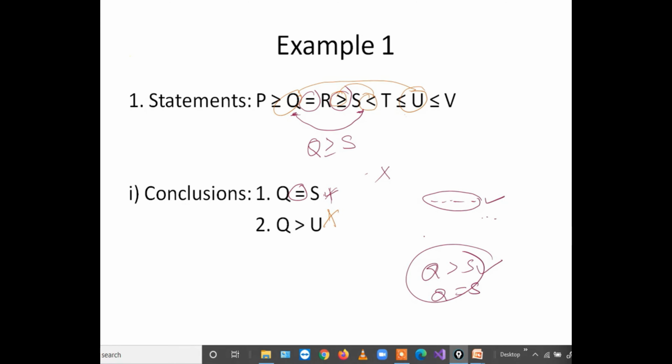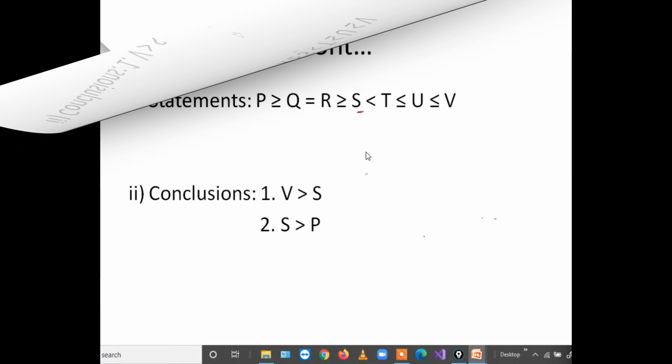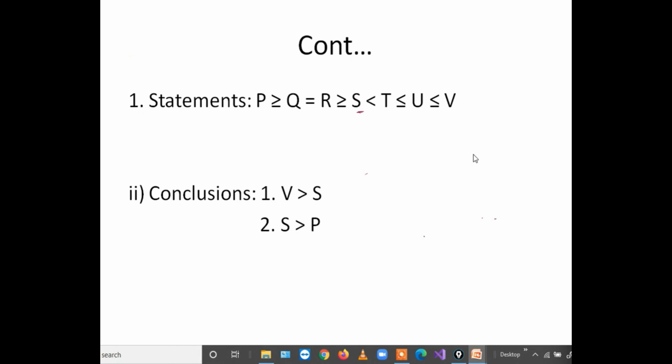For the same statements, he has given another conclusion set. V to S. S is here, V is here. Between them, is there any opposite polarity? It is better to observe that point first. Is there any opposite polarity? No. If there is an opposite polarity, directly we can say it is not follows because of no combination.